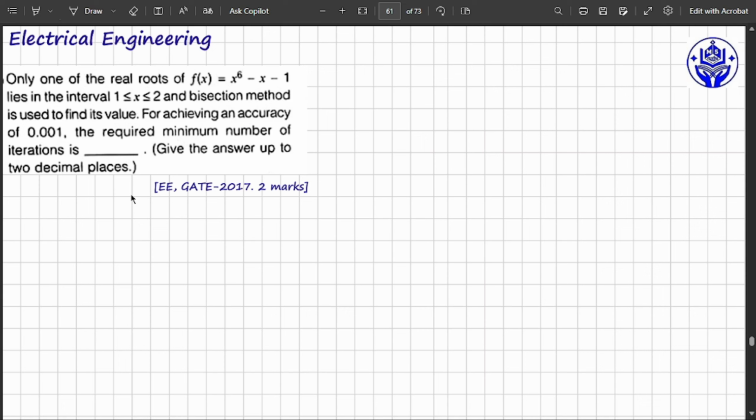Next question is related to the bisection method. Bisection method is something like this. This is asking for the minimum number of iterations required in this case. So in the bisection method, it is (b minus a) upon 2 power n less than epsilon. Epsilon is the accuracy you are searching for.